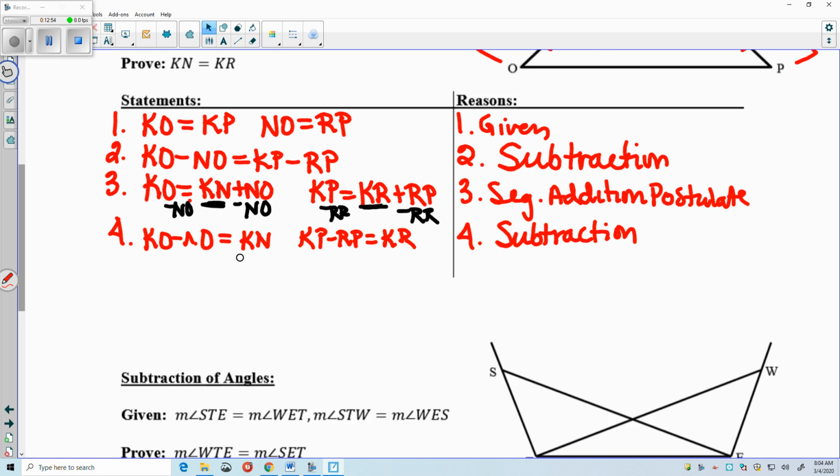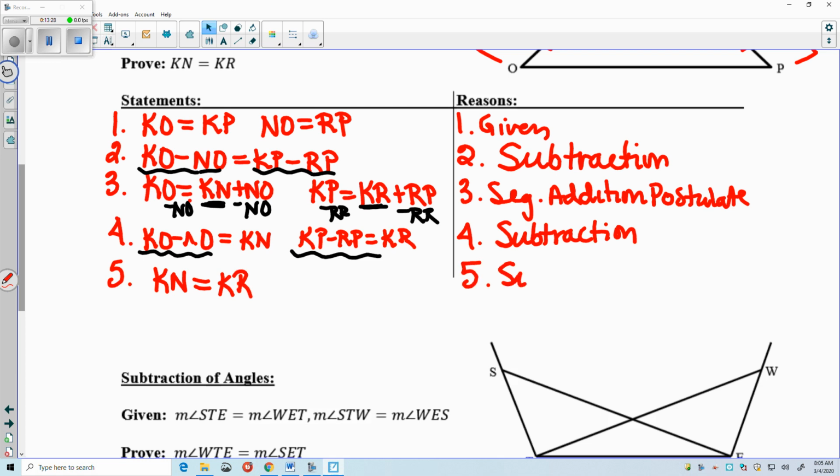So now I have KN, and now I have KR, and check out step 2. Step 2 has the same exact stuff here, right? And step 2 has the same exact stuff here. So kind of like what we did on the front, I'm going to use step 2. I'm going to rewrite step 2, but with what I know KO and NO are equal to. So KO minus NO, I know that that's equal to KN. And KP minus RP, I know that that's equal to KR, and so all we did was a substitution. So they're very similar steps in all of these proofs.